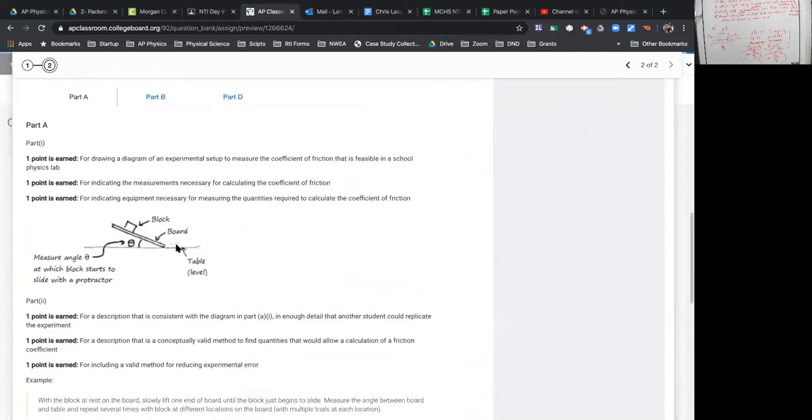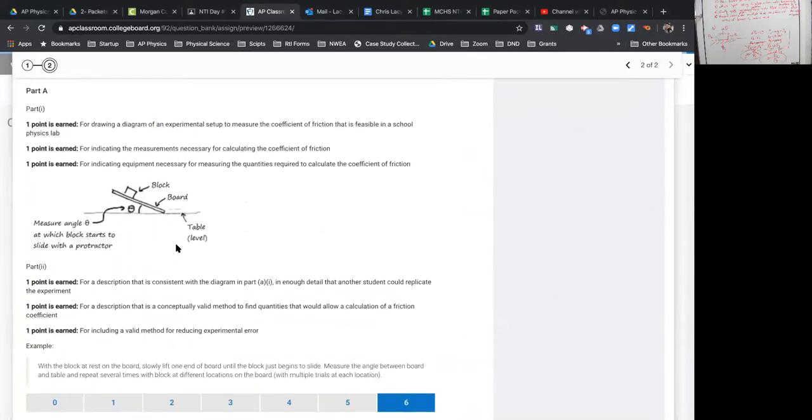Part A. Okay, well, theirs is different than mine. Okay, that's what I had to begin with. Draw a diagram of an experimental setup to measure the coefficient of friction that's feasible. Okay, yeah, we can do force meter, block and board. Do I have the measurements necessary? Yes, I've said I did have a scale, but I marked that out. I've got a force measure. Force sensor measures force. I think that's all I need.